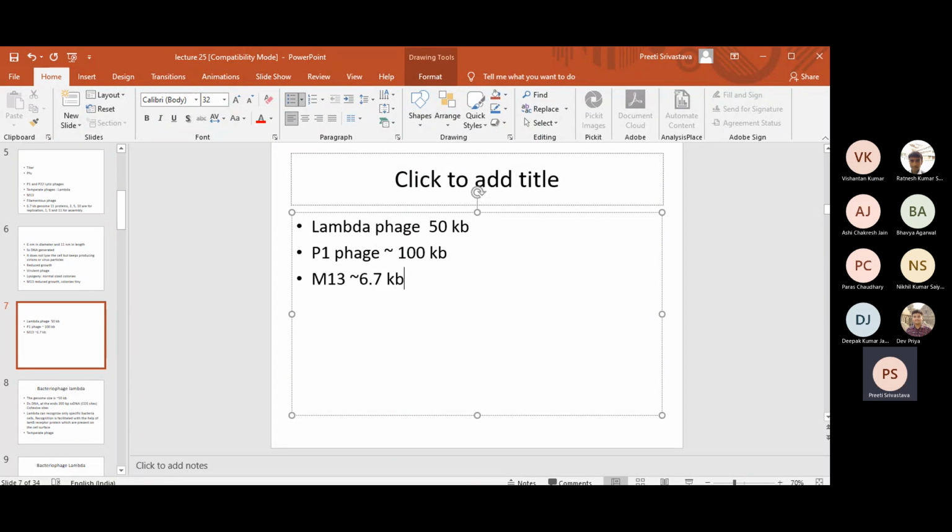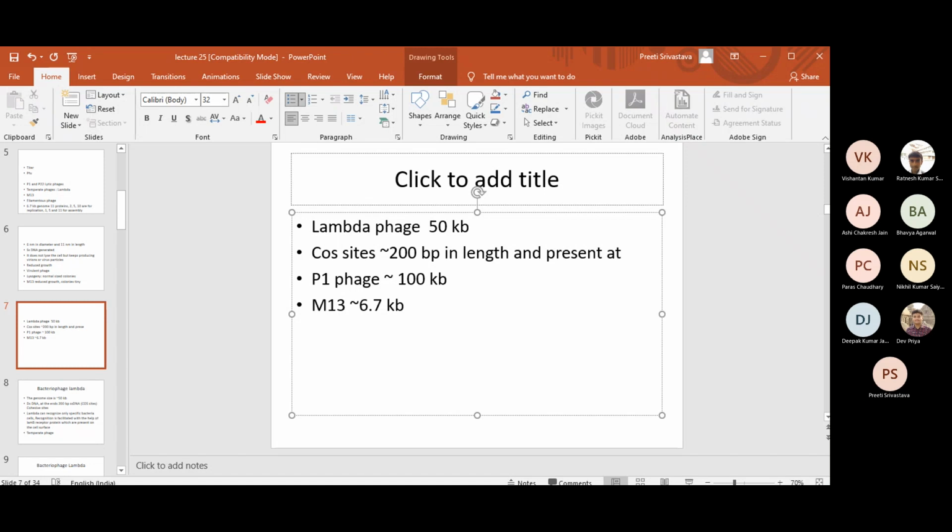In lambda phage, the genome size is 50 kb. Out of this 50 kb, the essential regions are the cos sites. Cos sites are approximately 200 base pairs in length, and they are present at the ends of the phage DNA, and they are single stranded.